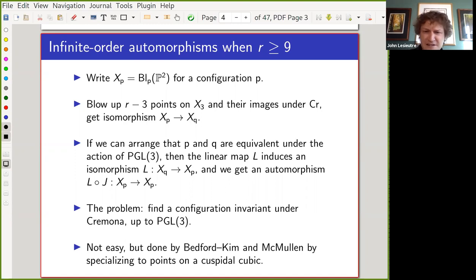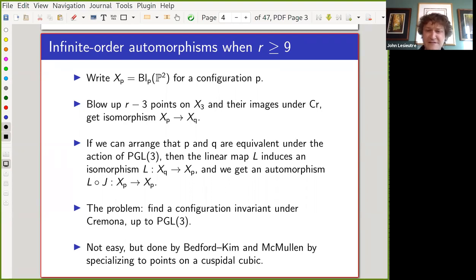So now I originally have a map from the blow up at this first configuration P to the blow up at the second configuration Q. If P and Q are equivalent under PGL3, then I can compose with this linear map L, and I'll get a map from XP to XP. And this will be an automorphism from one rational surface to itself. And in this case, typically the automorphism you get is of infinite order.